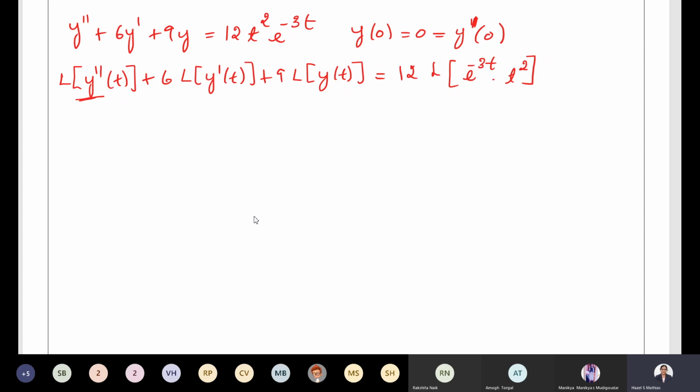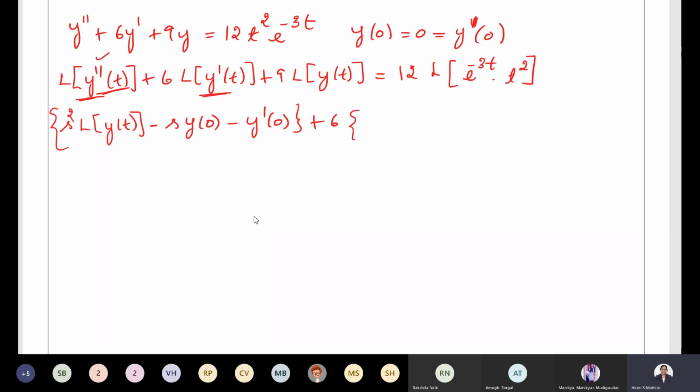Okay, now put the substitution. So what do we get when we put the substitution? It is second order, so it will be s square into Laplace transform of y of t minus s into y of 0 minus y dash of 0. So this is the substitution for Laplace transform of y double dash of t. Plus 6 into, put the substitution for this. What is that? It is s into Laplace transform of y of t minus y of 0. Correct? And the last term, 9 into Laplace transform of y of t. That is equal to, what do we have?